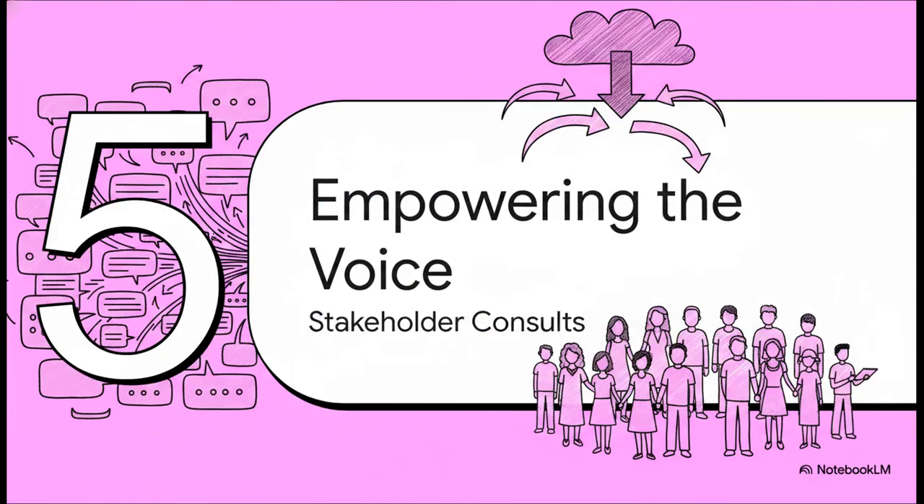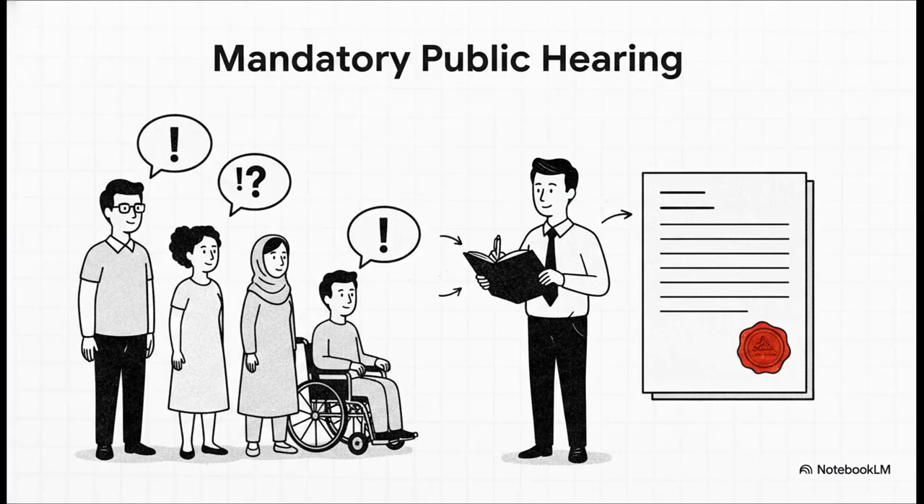All of this leads us to Section 5, Empowering the Community Voice Through Stakeholder Consultation. Of course, none of this planning happens behind closed doors. The community absolutely must be actively consulted. The cornerstone of these mechanisms is the mandatory public hearing. Through village panchayat meetings, focus groups directly with the project-affected people, and consultations with local business owners, the FAE gathers the authentic voice of the community.